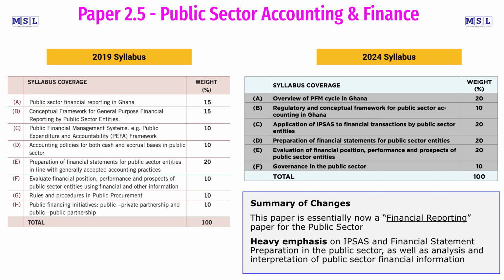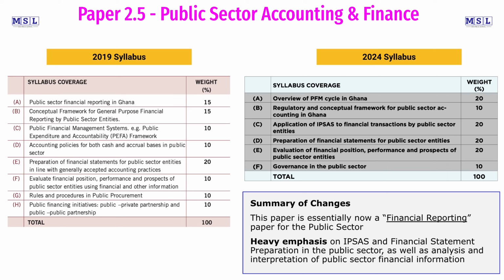We have the syllabus area B in the new syllabus for 10 marks on the conceptual framework and regulatory framework. Syllabus area C is on international public sector accounting standards, IPSAS, for 20 marks. So students should understand the IPSAS and be able to engage with the IPSAS just like they engage with IFRSs and IASs in the financial reporting paper. Then there will be a separate question that will require students to prepare financial statements based on IPSAS for 20 marks. Then there will be another question on evaluation and interpretation of financial information in the public sector for 20 marks. So really, this is now a reporting paper, right?